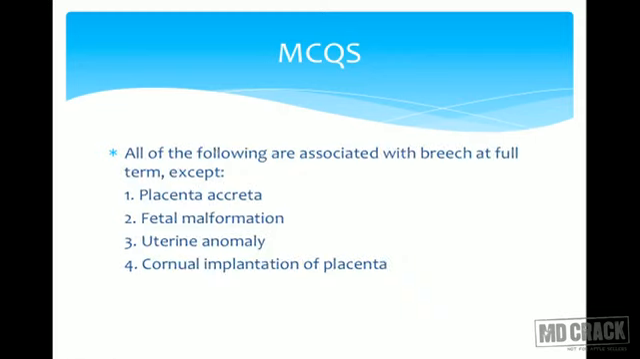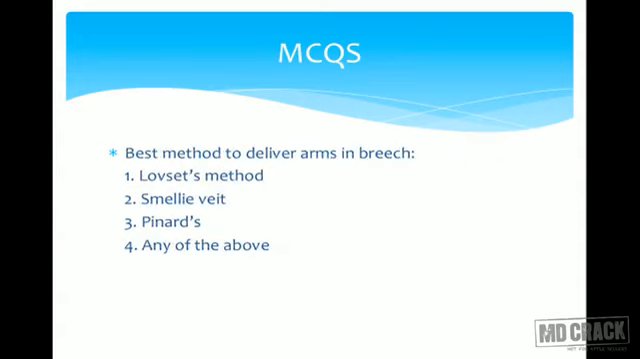All of the following are associated with breech at full term except placenta previa, fetal malformation, uterine anomaly, and cornual implantation of placenta. Now, one by one if we go, cornual implantation of placenta, yes, it can lead to. Uterine anomaly is a known cause. Fetal malformations like hydrocephalus can lead to breech presentation. But placenta accreta is not known as cause of breech presentation. So the correct answer is placenta accreta.